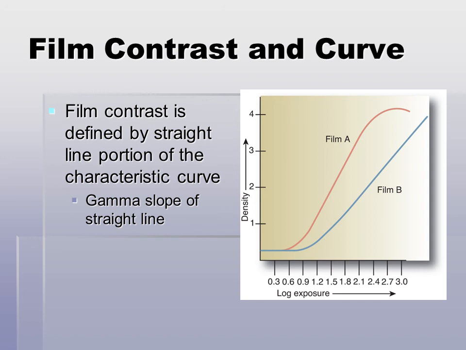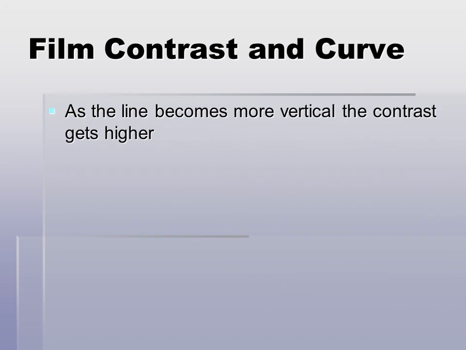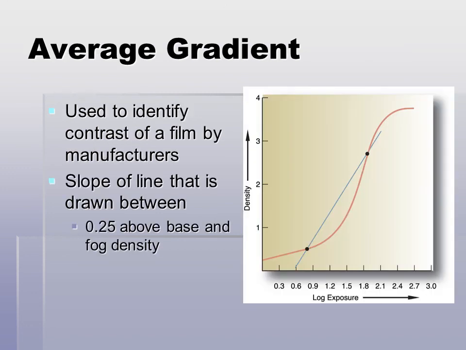Film contrast is defined by the straight line portion of the characteristic curve, also called the gamma slope, or again, the straight line. As the line becomes more vertical, the contrast gets higher.